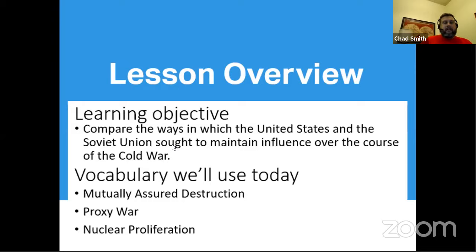Today, we're going to focus on Unit 8, Topic 3. And we're going to try to compare the ways in which the United States and the Soviet Union sought to maintain influence over the course of the Cold War. And while we're discussing this question of how these two separate states did similar and different things in order to wage the Cold War, we're going to use certain vocabulary. We're going to use vocabulary terms like mutually assured destruction, proxy war, and nuclear proliferation.